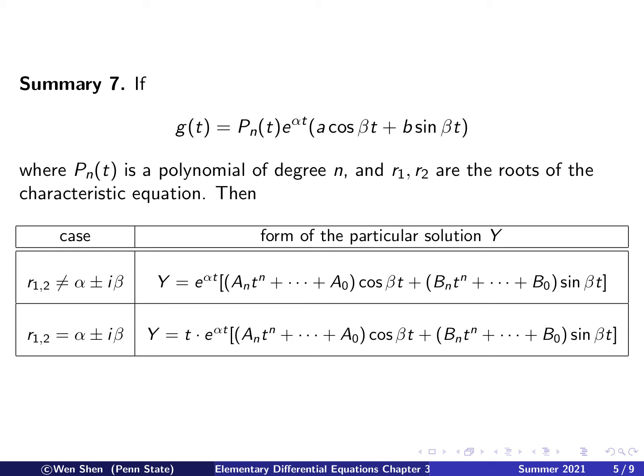So capital Y is e to the alpha t, times a polynomial times cosine beta t, where the polynomial has coefficients a0, a1 to an, and then in front of sine, another polynomial with coefficients b0, b1 to bn, and we add them up. So this will be the form of the particular solution. Then in the case where the two roots r1, r2 exactly equal alpha plus minus i beta, this form doesn't work, because the term a naught cosine beta t and b naught sine beta t multiplied by e to the alpha t outside will provide a solution for the homogeneous equation. So what you do is take this form and multiply by a t, as we always do.